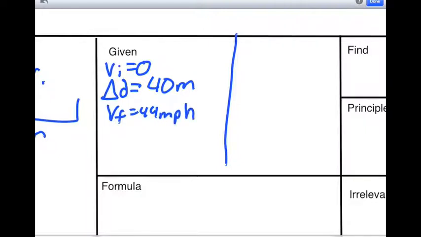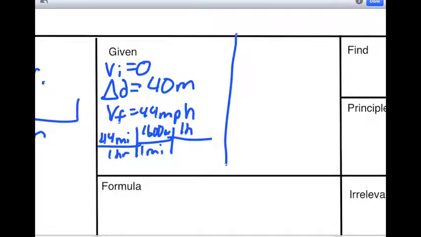Now you should know that miles per hour needs to be converted, so we say 44 miles per hour, and we say 1 mile is 1,600 meters, and 1 hour is 3,600 seconds. When you do this conversion, you end up with a velocity of 19.7 meters per second. Okay, so that's our final velocity there. Now, remember that our final velocity for the accelerated motion is our velocity.